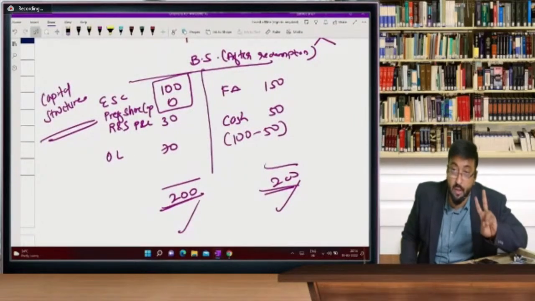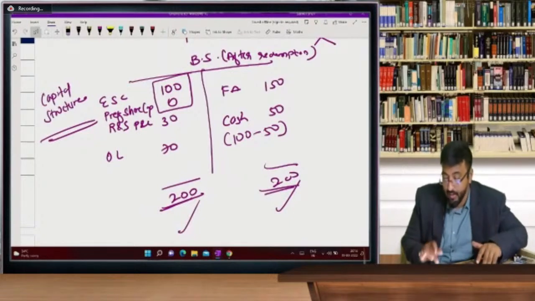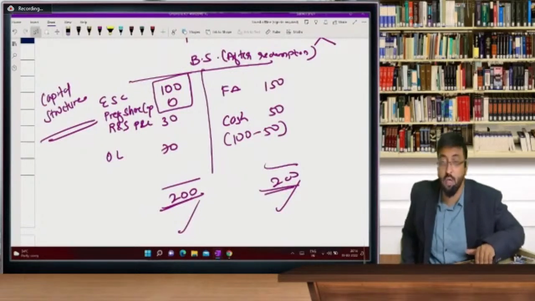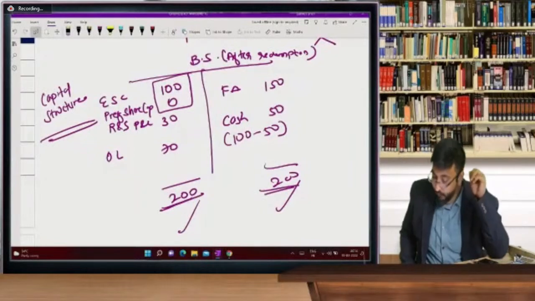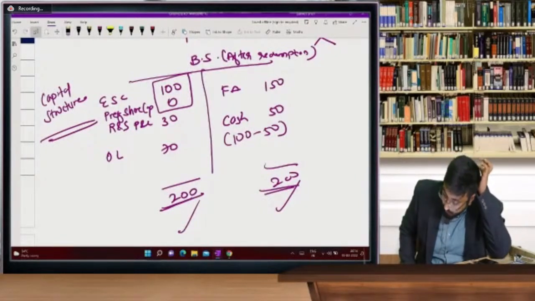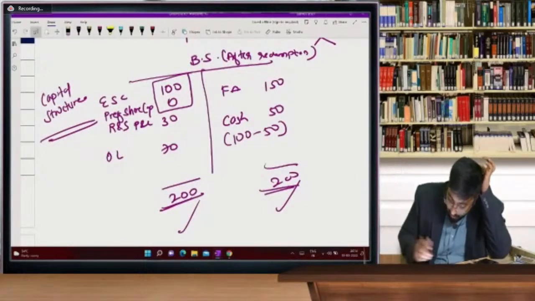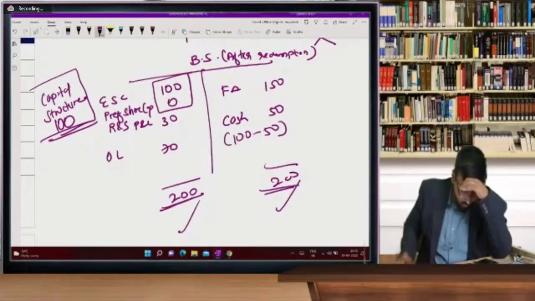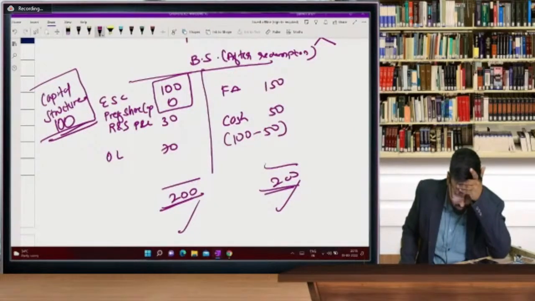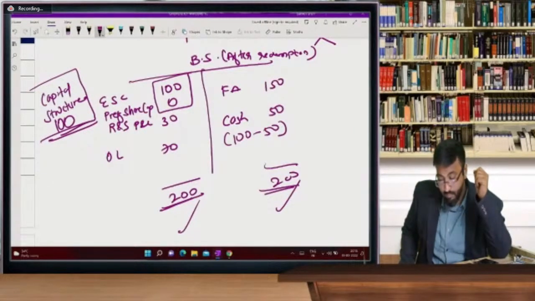Okay, over 2. Write it like this, then I will understand that this is also done. Don't write only over. Write down over 2. Balance sheet after redemption. And your capital structure is 100.